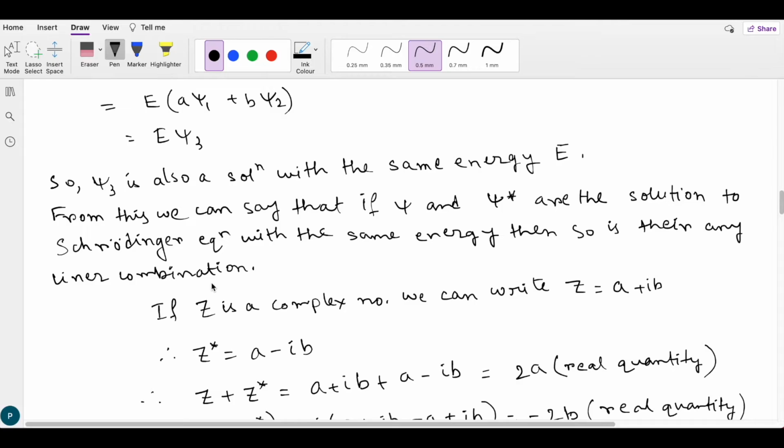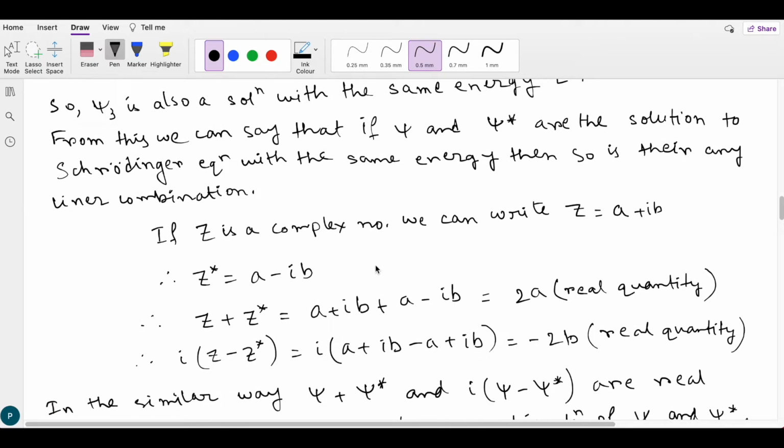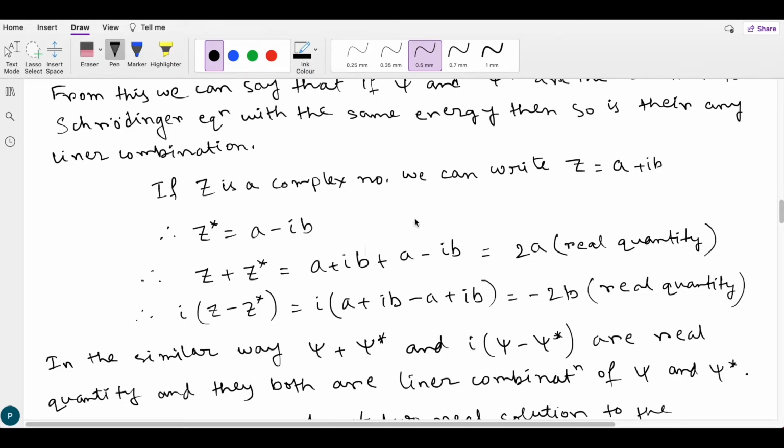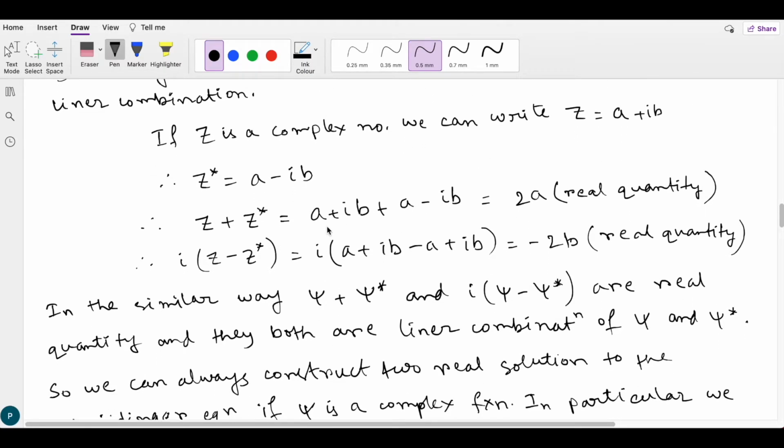From this we can say that if psi and psi star are solutions to the Schrodinger equation with the same energy, then so is any linear combination. If z is a complex number, we can write z equals a plus ib, where a and b are real. So z star is a minus ib. z plus z star is 2a, which is a real quantity, and i times (z minus z star) is minus 2b, which is also a real quantity.